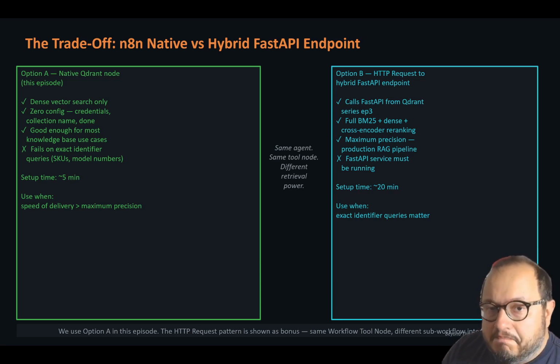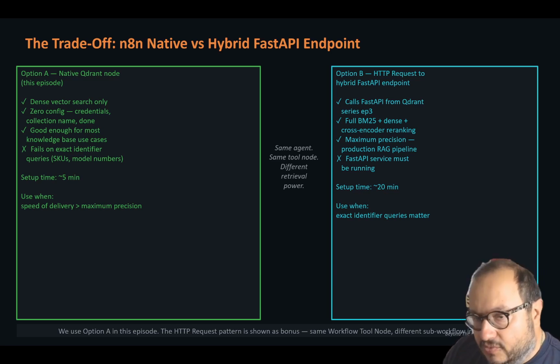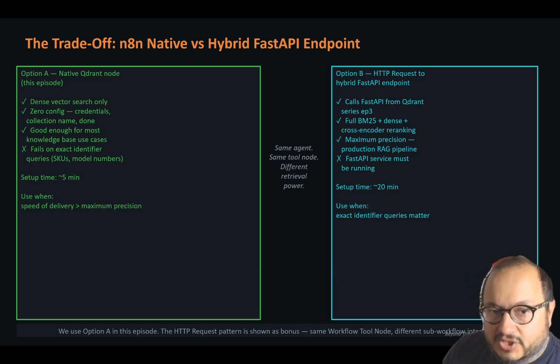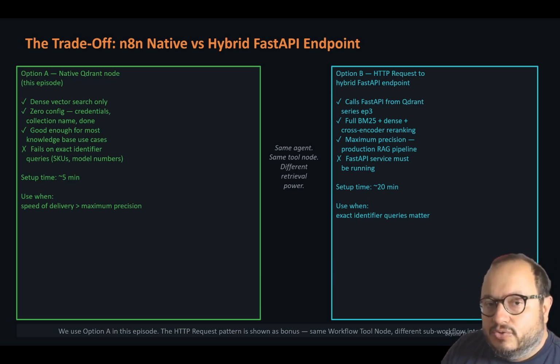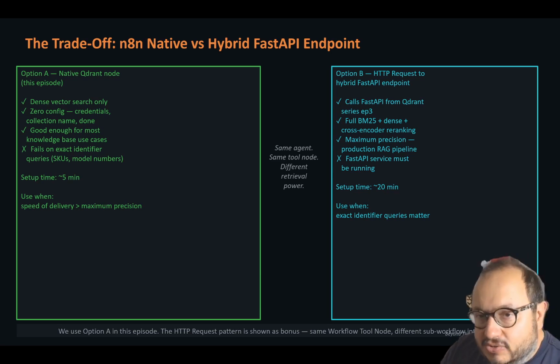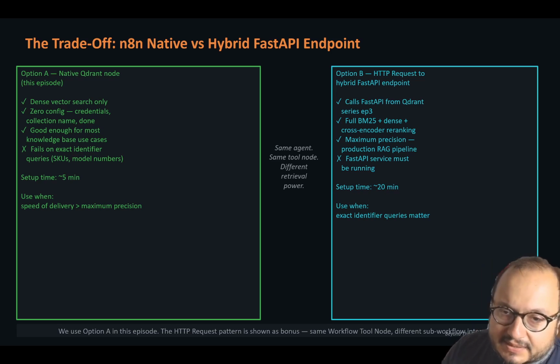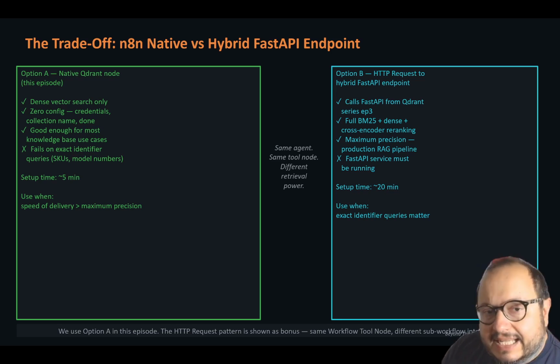What it is not doing is BM25 sparse vector search, the hybrid RRF fusion from the Qdrant series, the thing that handles exact identifier queries like model numbers and SKUs. That requires the query API with 2 separate queries, which the n8n Qdrant node does not expose. So if a user asks, tell me about the Sony WH-1000XM5, the dense-only mode will probably find it, since the embedding for the sentence does cluster near Sony headphone content, but it is less reliable than the hybrid approach for precise identifier matches.